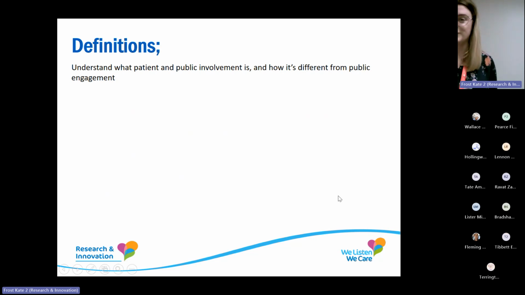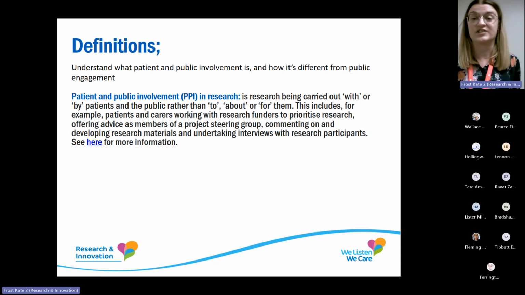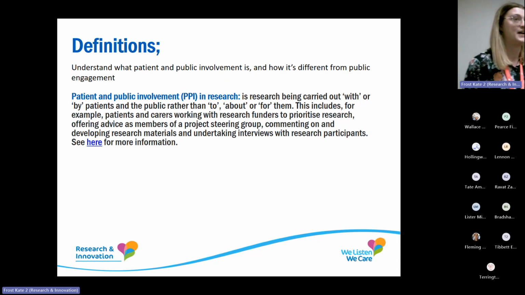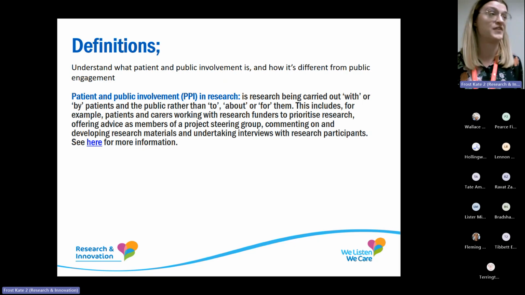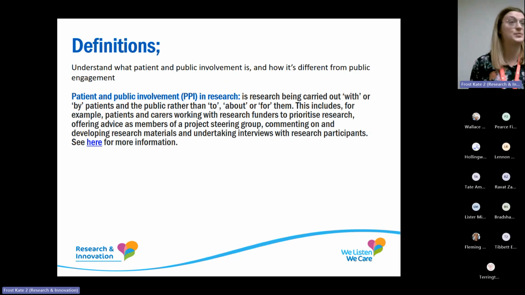Okay. So first of all, definitions. Patient-public involvement in research, and this is taken from the National Institute for Healthcare and Social Research. At its core, it's about doing research with or by our patients or our public, so public members, the population whose outcomes your project is looking to improve, or what you're investigating. So it's not doing it to them, such as a research participant, or for them.